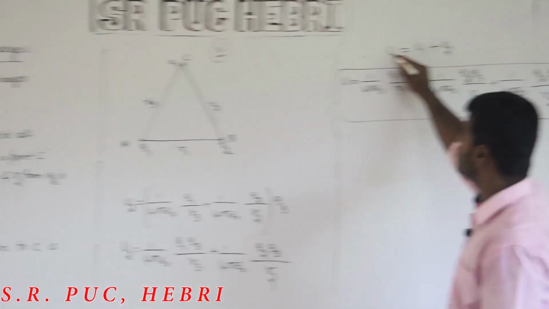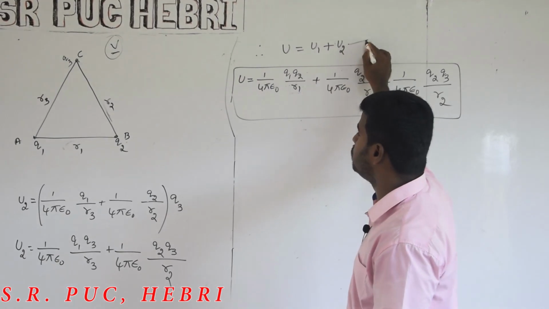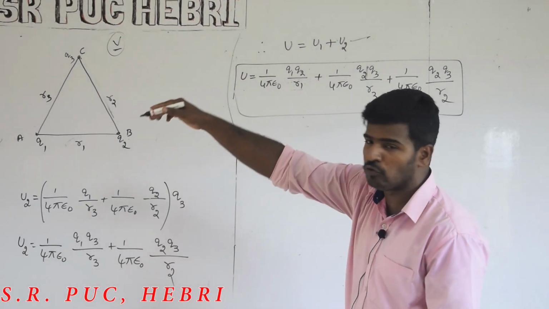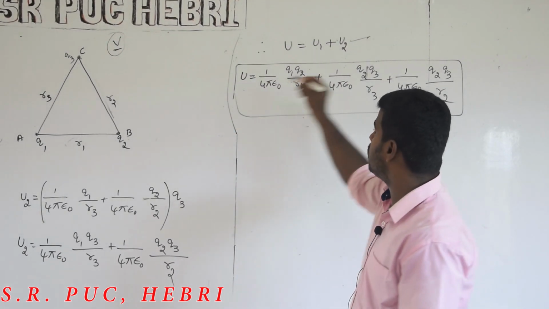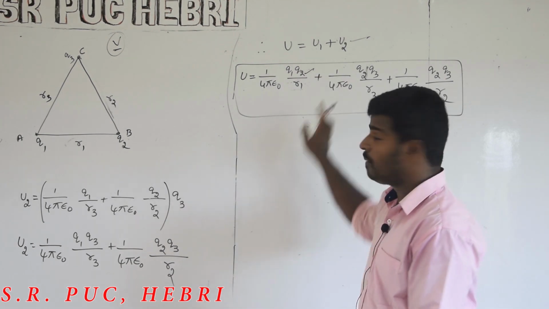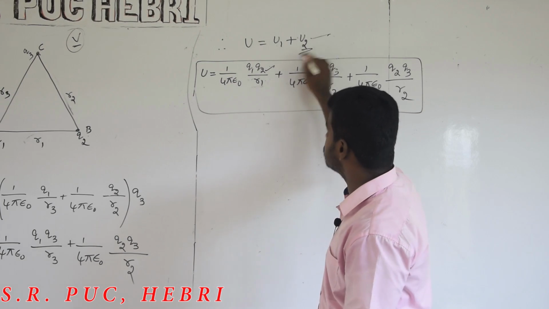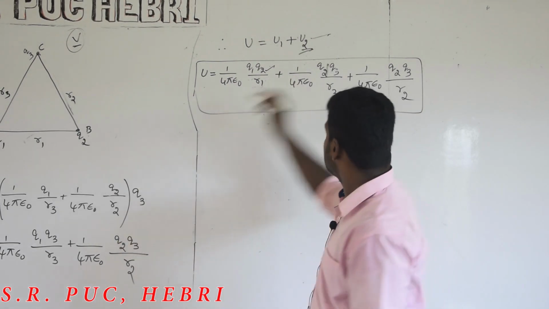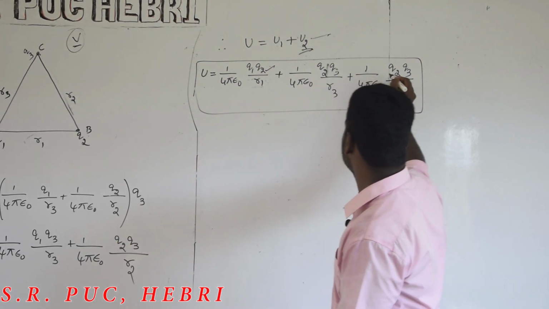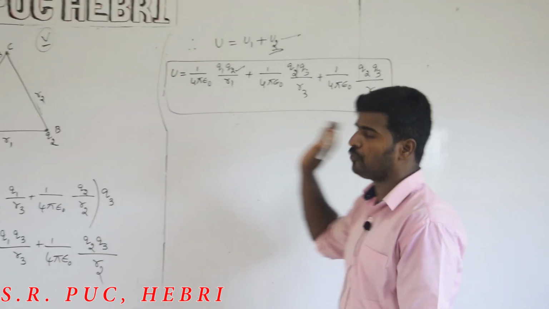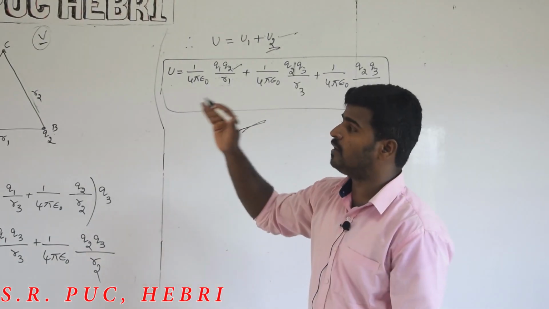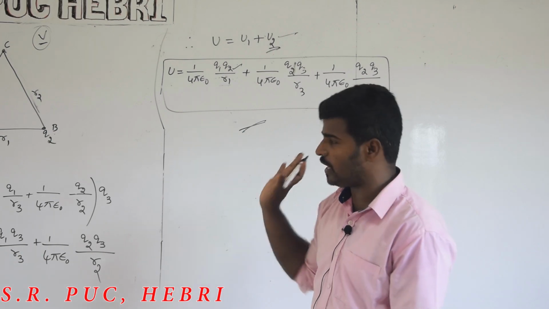Therefore, the total energy U is equal to U1 plus U2. What is the value of U1? 1 by 4 pi epsilon naught Q1 Q2 divided by R1, plus 1 by 4 pi epsilon naught Q1 Q3 divided by R3, which is because of U2, plus 1 by 4 pi epsilon naught Q2 Q3 divided by R2. Hence the proof: potential energy of a system of three charges in the absence of an electric field.